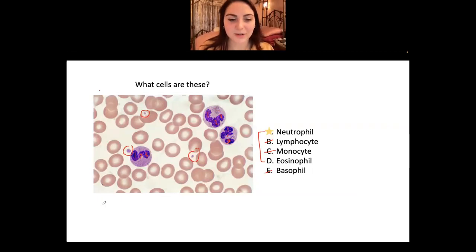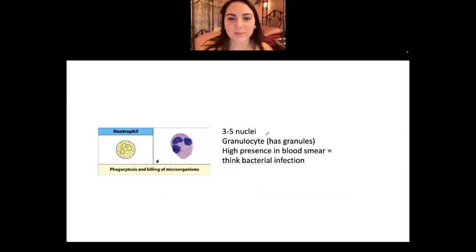Okay, neutrophils, eosinophils. So again, 3 to 5 nuclei, granulocyte, high presence. And again, if you see tons and tons of neutrophils in the blood smear, think bacterial infection. Or two other things we talked about. One of them, so if you have tons of neutrophils in your blood smear, well, three things we talked about. No, two. Yeah, two. The other one would be an LAD.